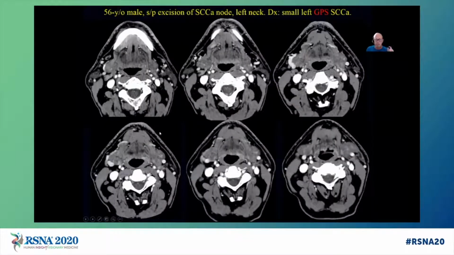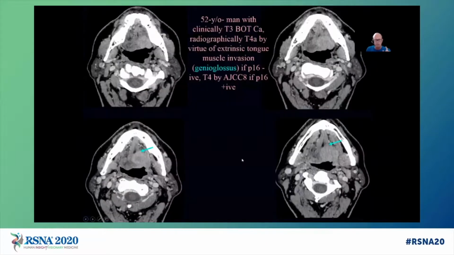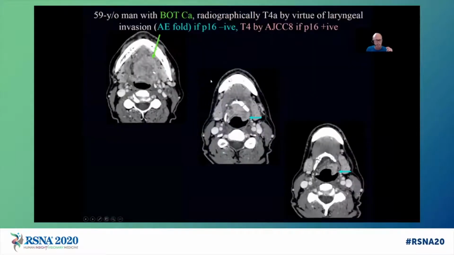This is a patient with a cancer in the glossopharyngeal sulcus. I didn't put an arrow on it because I want to see if you notice it, but it's very subtle. This is the lateral tongue base where it meets the pharyngeal wall, and that's the glossopharyngeal sulcus, and that's an important place to look. This is an example of somebody with a tongue-based cancer. It's very obvious, but because of invasion of the extrinsic tongue musculature, presuming P16 positivity, this would be a T4 malignancy by the AJCC8 criteria.